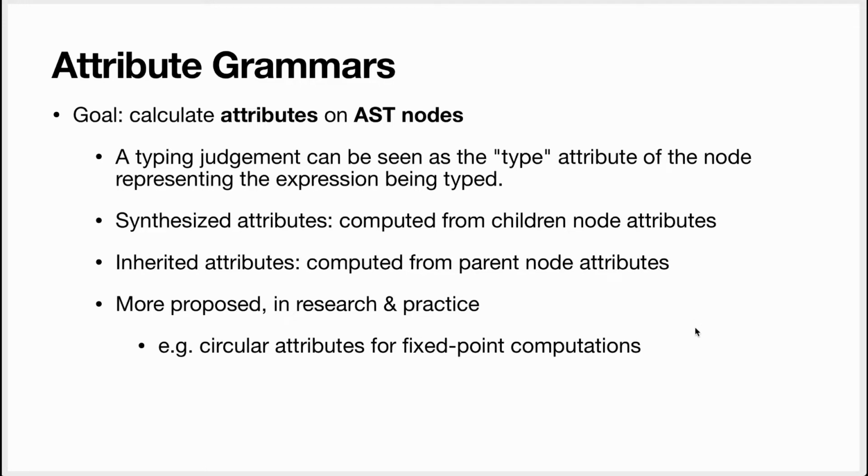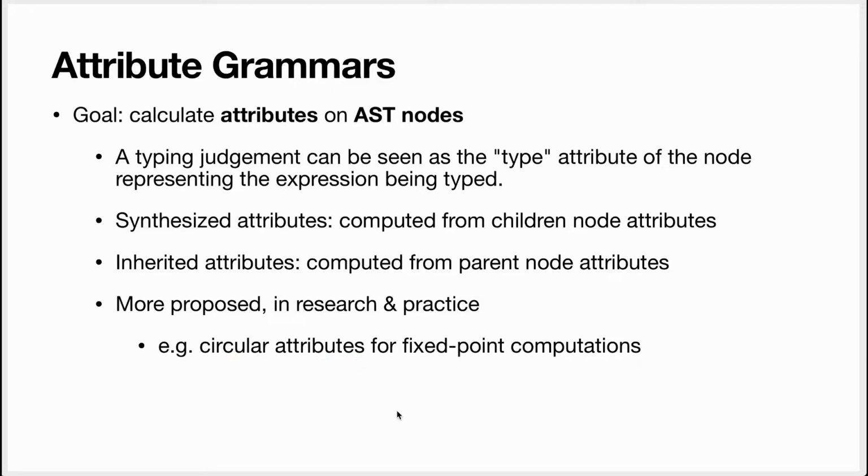There are more types of attributes that have been proposed in practice, for instance, circular attributes, which allow you to do fixed point computation. So a simple example of that is reachability analysis. So you want to know where in your program a function can be called, directly or indirectly. So you build a reachability graph, it's called. The problem is you have recursion. So if you have recursion, potentially this graph has loops. And this is a computation that may not necessarily finish, but using circular attributes takes care of that.